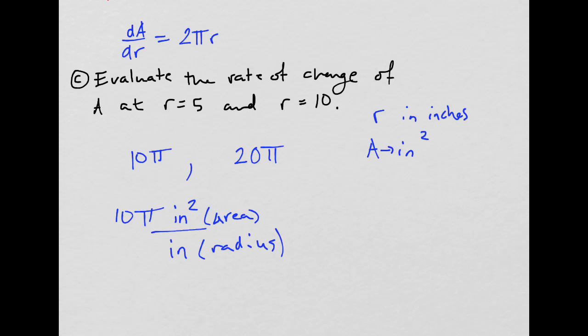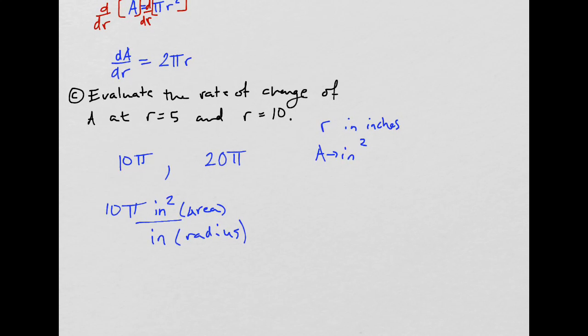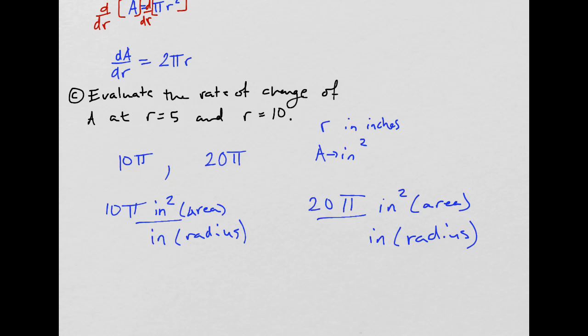It's a weird unit, but that's because usually we have a time and then some other thing, but we have inches and then inches squared. So it's increasing at 10 pi, which is close to 31 inches squared of area for every inch of radius. That's what it's saying. And then this would be 20 pi, same thing. 20 pi inches squared.